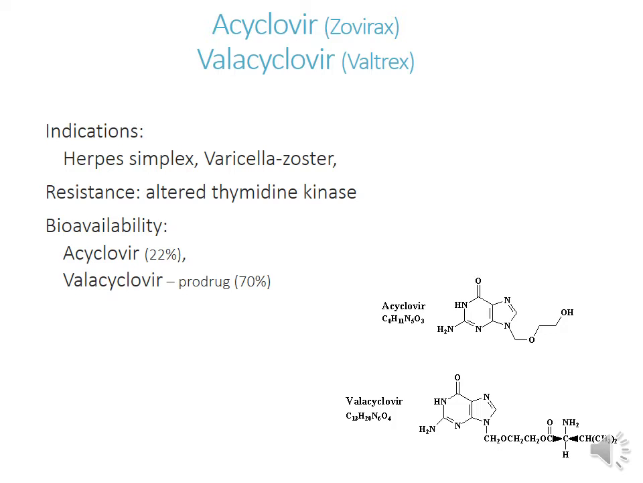Some of the resistance you may see pop up here with the virus itself is they have an altered thymidine kinase that can actually bypass this mechanism and prevent the drugs from working quite so well. But typically, resistance is not a huge issue with these medications for the most part. Again, looking at the bioavailability, you can see that acyclovir is around 22%, and then you can get much better bioavailability with valacyclovir or Valtrex, which as a prodrug is about 70%.